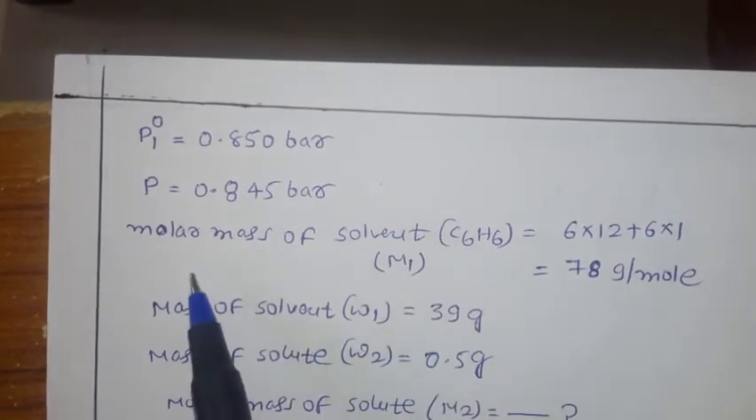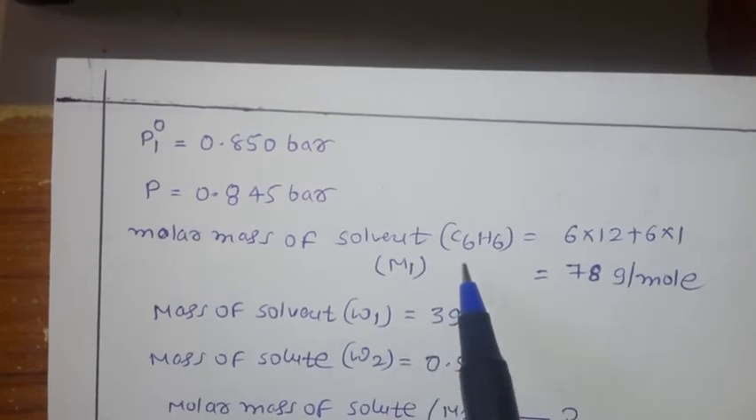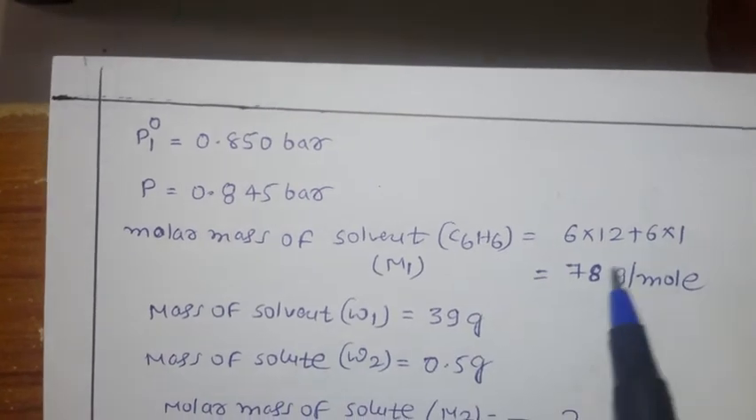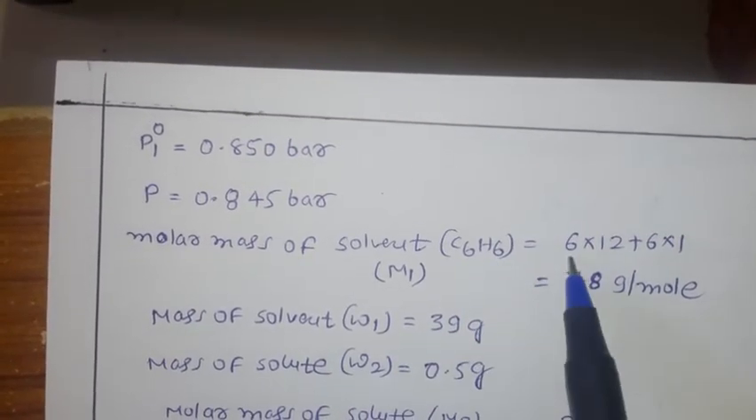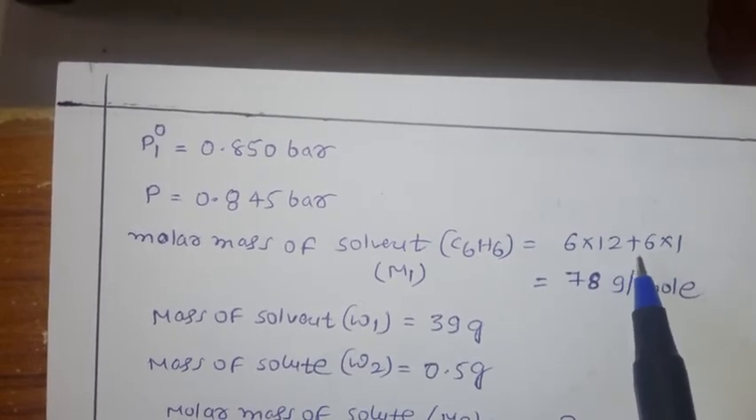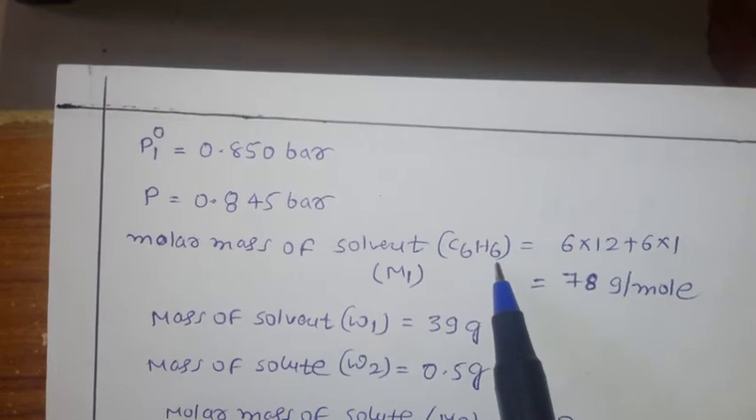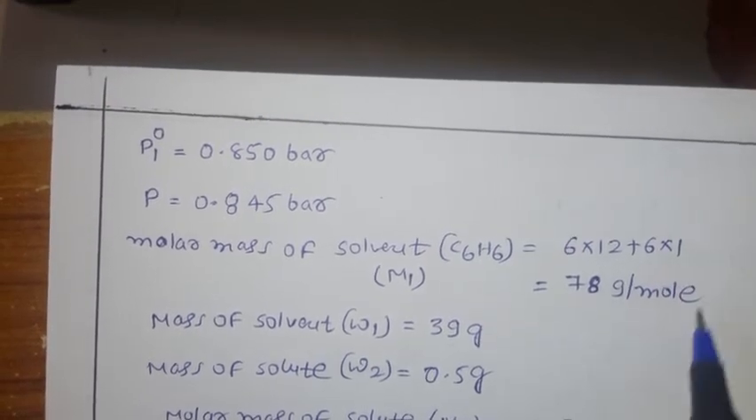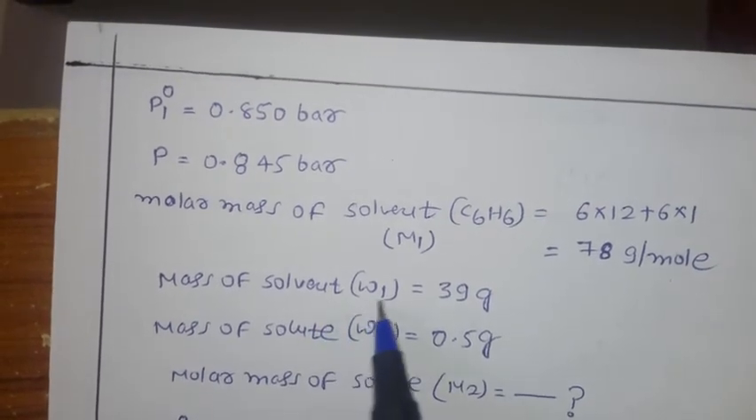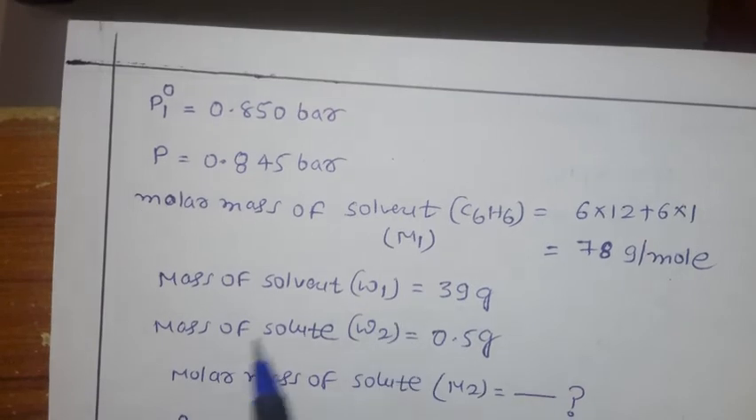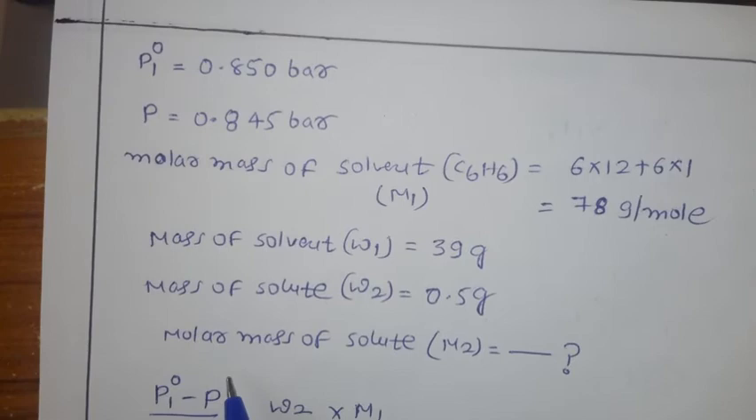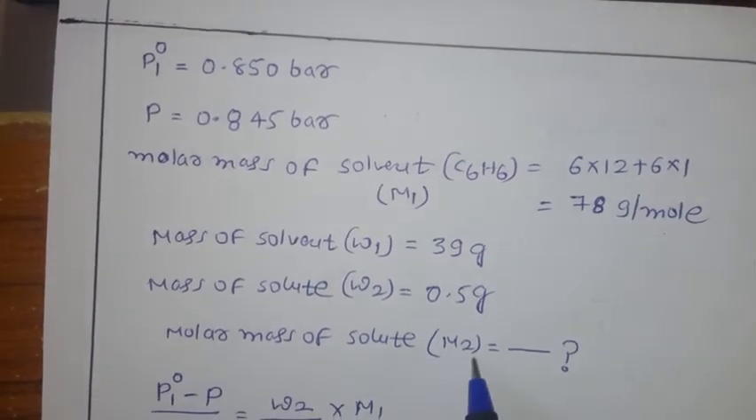Now the molar mass of the solvent is already given. Benzene has the formula C6H6. If you don't know, we can also calculate it: we have 6 carbon atoms, for 1 carbon atom the atomic mass is 12, plus 6 into 1, because for 1 hydrogen the atomic mass is 1. If you add together you get 78 grams per mole. Mass of solvent W1 is 39 grams. Mass of solute is 0.5 grams, nothing but W2. Now we have to find out the molar mass of solute, M2.